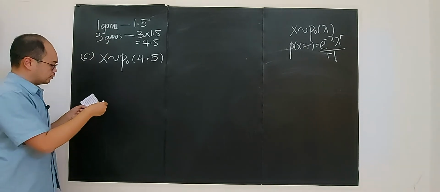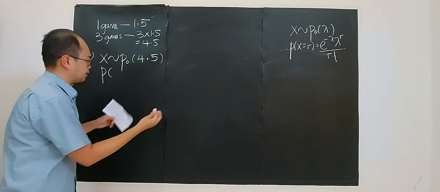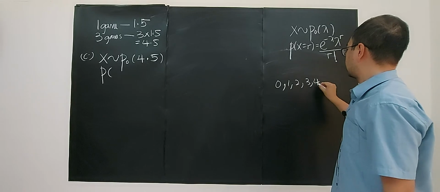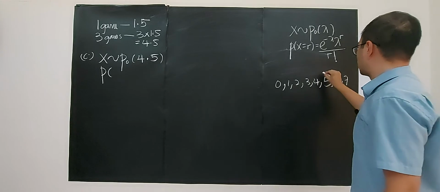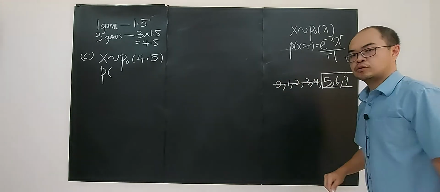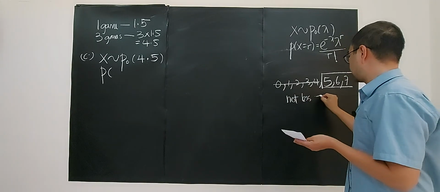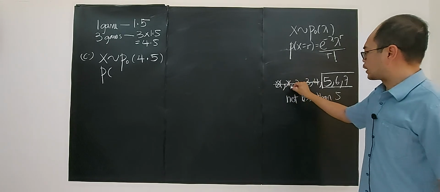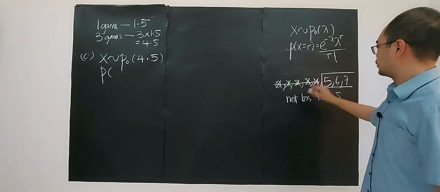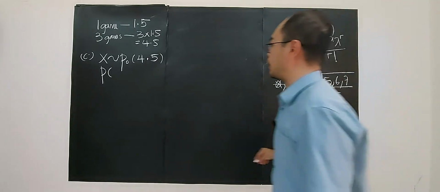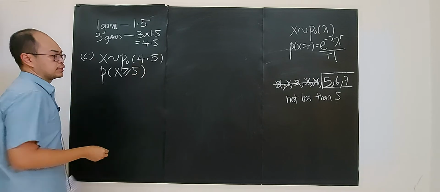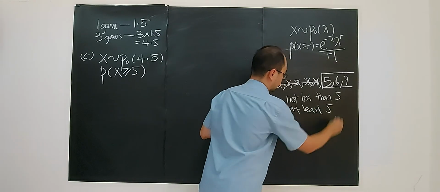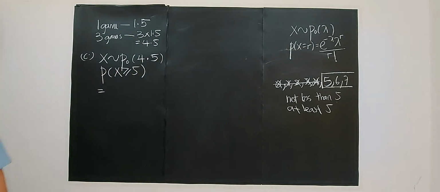Now they said the probability of not less than 5. Not less than 5 means it cannot be 0, 1, 2, 3, or 4, because those are less than 5. But 5 and above is fine. So not less than 5 means at least 5. It should score at least 5 goals. Not less than 5 goals is actually the same as at least 5.